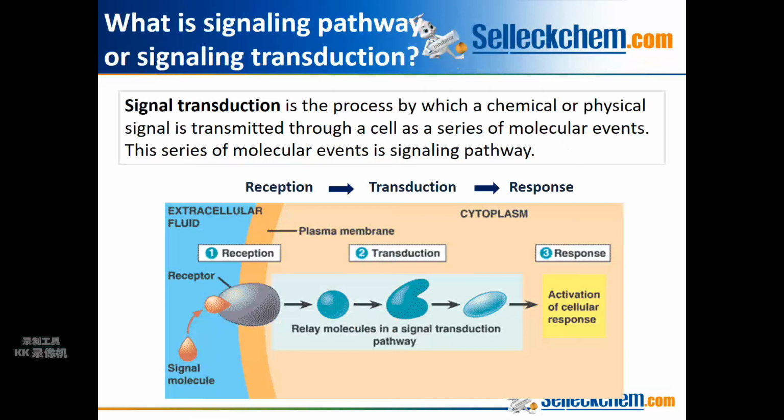What is signaling pathway and signal transduction? Signal transduction is a process by which a chemical or physical signal is transmitted through a cell as a series of molecular events. This series of molecular events is the signaling pathway.